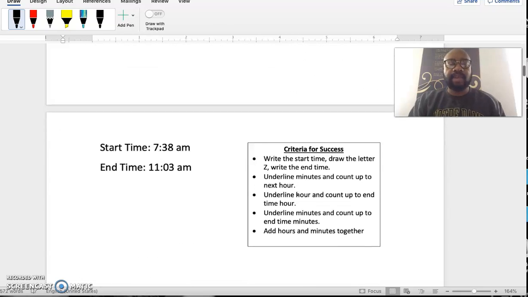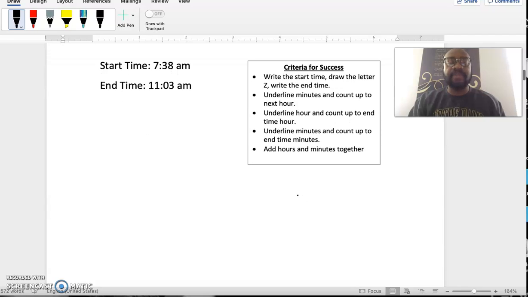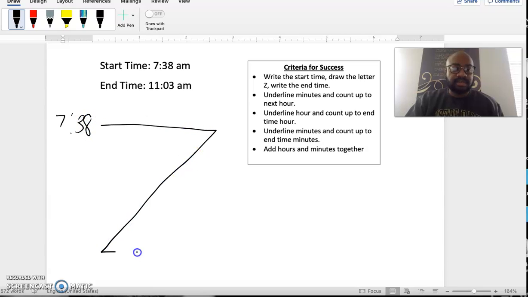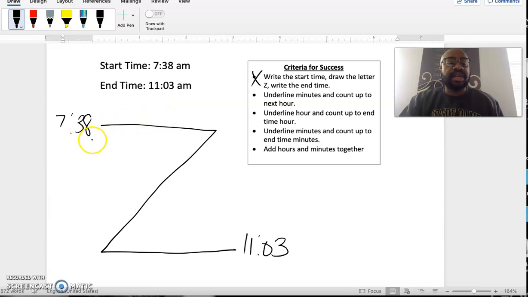The other type of question is elapsed time. How much time happened between two events? Here's my criteria for success that I'm going to follow. First step says write the start time, draw the Z, then write the end time. So it started at 7:38, draw the Z, it ended at 11:03.